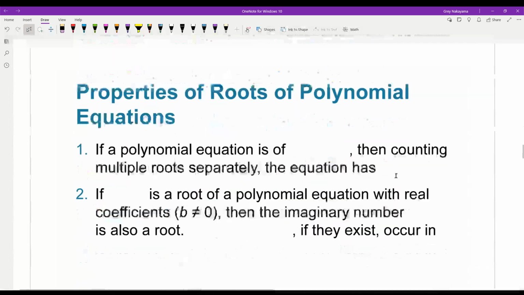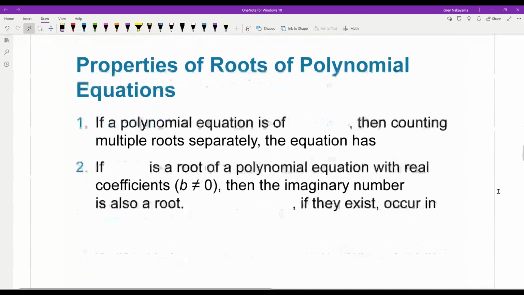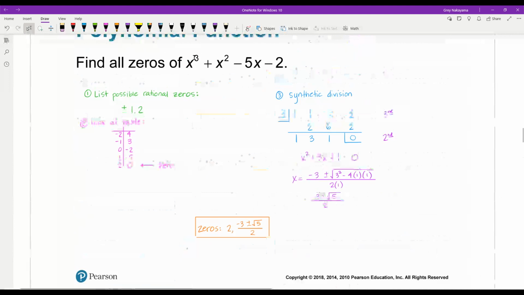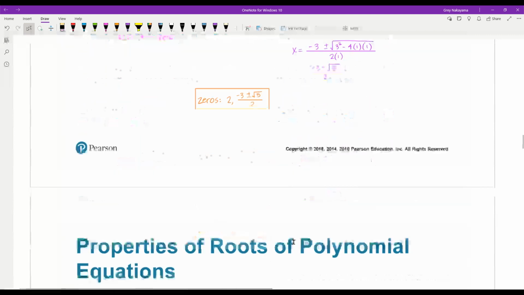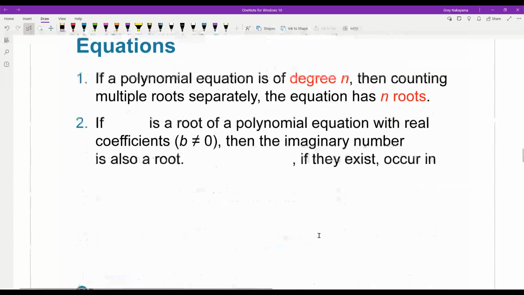Okay, some things to keep in mind when you are doing this. Properties of roots of polynomial equations. First off, whatever the degree is, that's how many roots you're going to have. So in this last problem, I had a third degree polynomial. I can account for 3 roots. That's 1, and negative 3 plus or minus is 2 more. So that's a total of 3 roots.